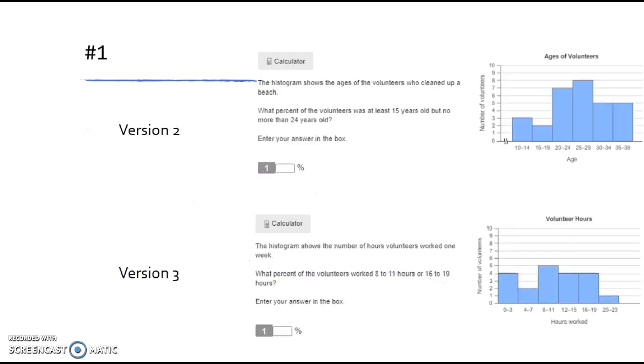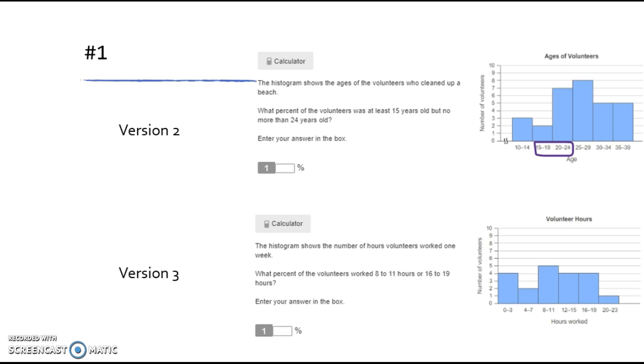The other two versions of the questions look like this for number 1, and your categories are just different. That's the only difference. So if you have this question right here about the ages of volunteers who cleaned up a beach, this one's asking you for people who are at least 15, but no more than 24. So you're going to be looking for the people who are at least 15, no more than 24. So it's going to be this group of people right here. You'll need to find those values.